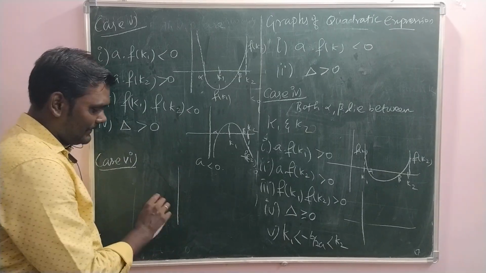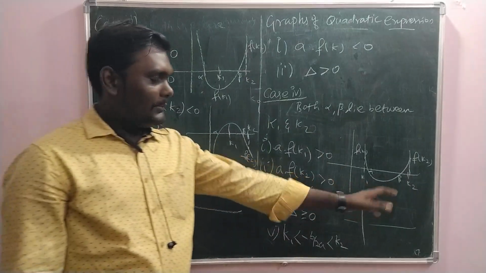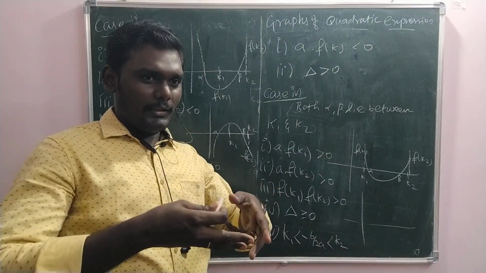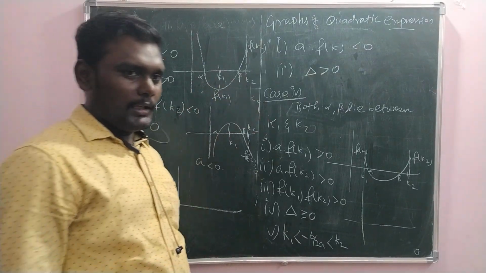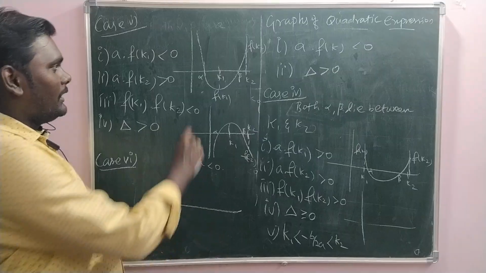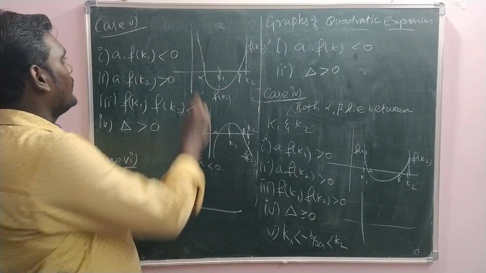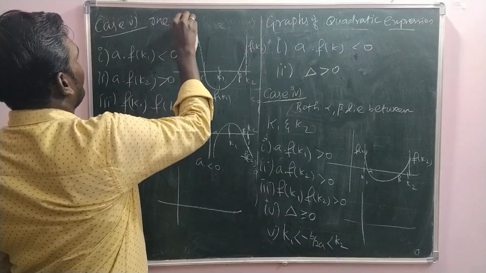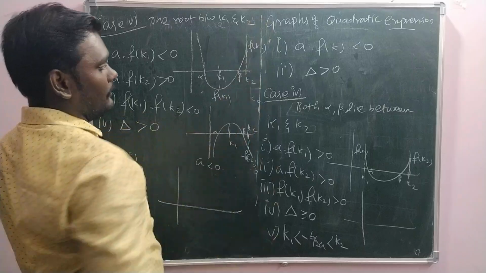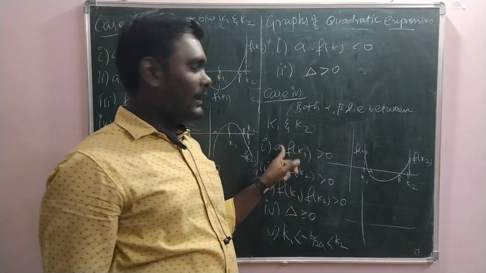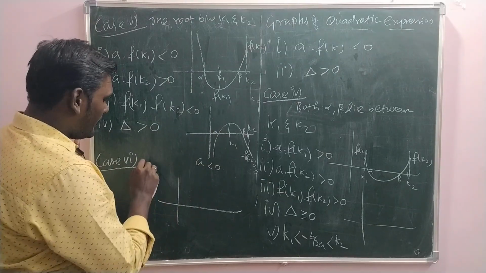Let me take care. See, we have seen both roots lie between k1 and k2, and this, any one root between k1 and k2, like we can say any one root. It is the same for this, here k1, here k2 also. So this case is one root between k1 and k2. This is both roots are between k1 and k2. Here both k1 and k2 are between alpha and beta.